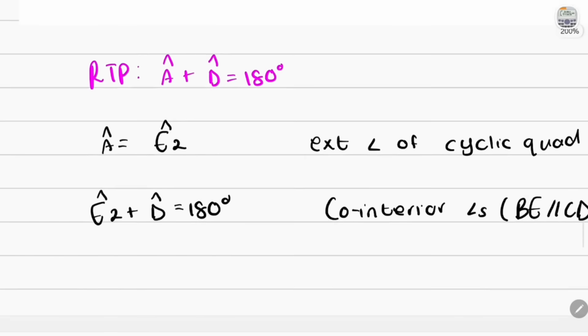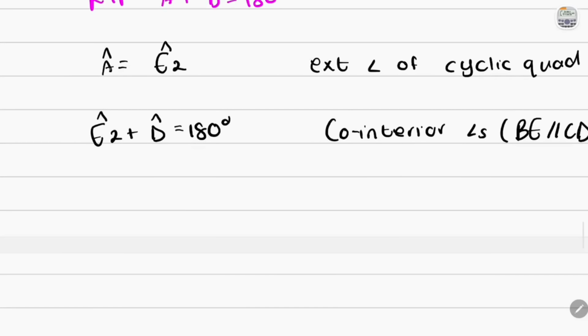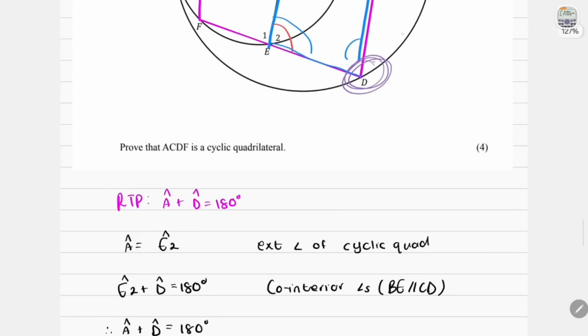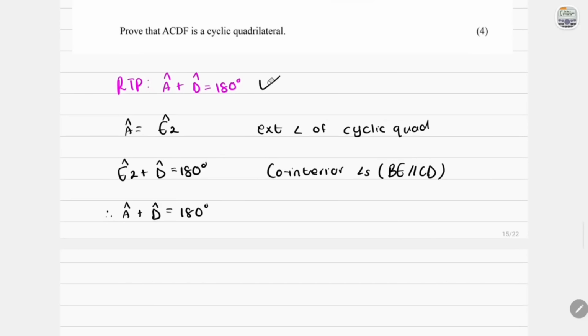Okay, you can easily see this with this information. We found that these two are equal. We found that these two add up to 180 degrees. So in place of E2, because these are equal, just replace it with A. That means that angle A plus angle D is equal to 180 degrees. And there we go. We have proven what we were required to prove.